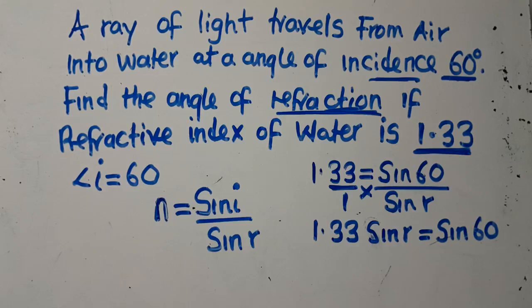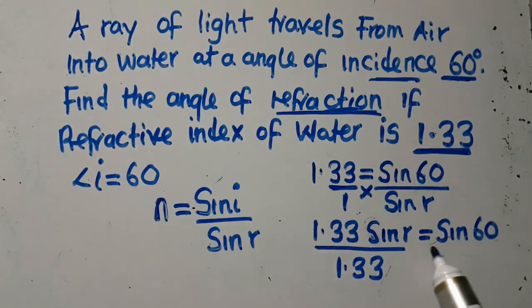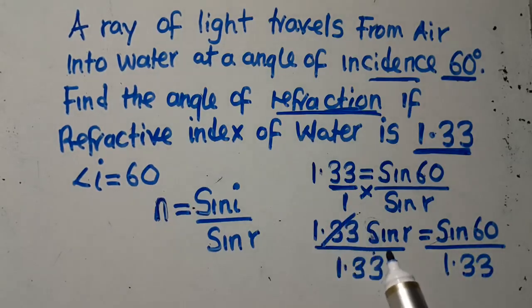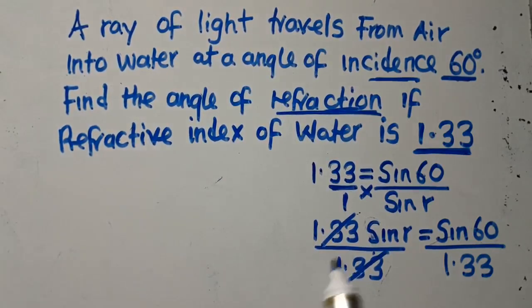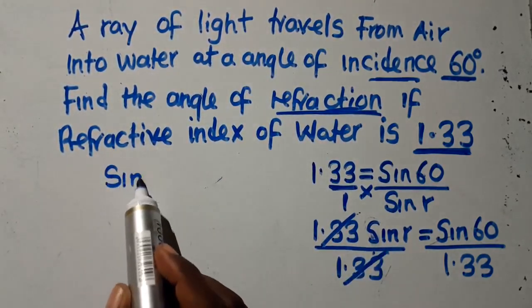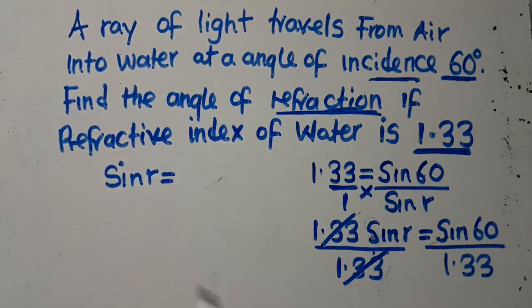So with this now, we try to simplify this part. Here we divide by 1.33, so that this and that can be cancelled. When we cancel that, we are going to have sine r is equal to, so what is sine 60 divided by 1.33? Sine 60 divided by 1.33.